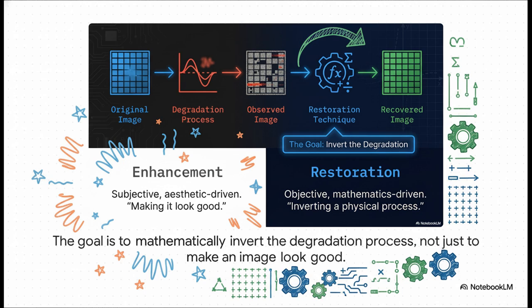Now, this is a really, really important distinction. There's enhancement, which is totally subjective, making a photo look prettier or more dramatic, but that's not what we're doing. We're talking about restoration. That's objective. It's about using math to invert a real-world process and find the one single original image.